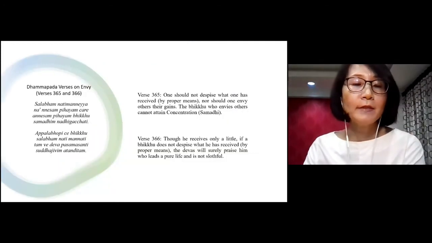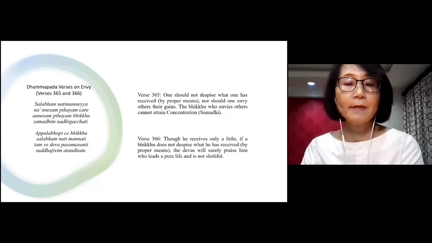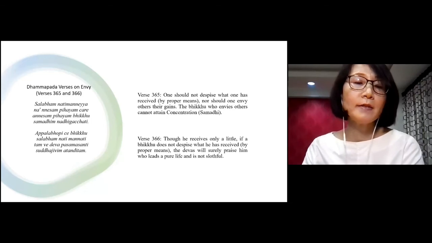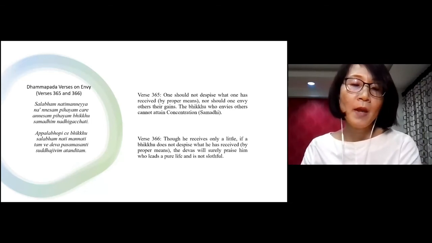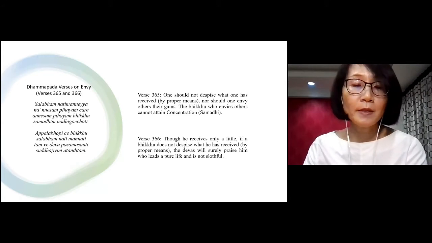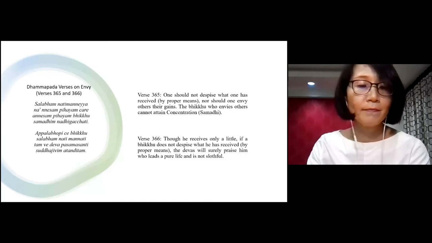Now, here we have the Dhammapada verses 365 and 366 on envy. The Buddha advised on the setbacks of having envy. And from this, we can infer that any kind of inner peace that we are striving to achieve would be hindered when we have yet to work through envy and jealousy.